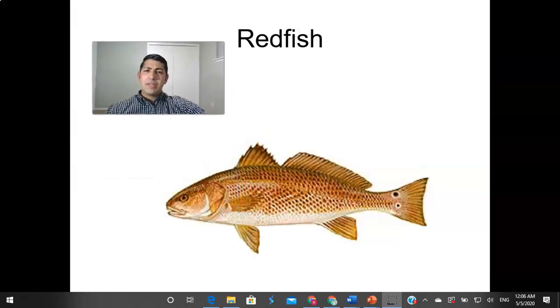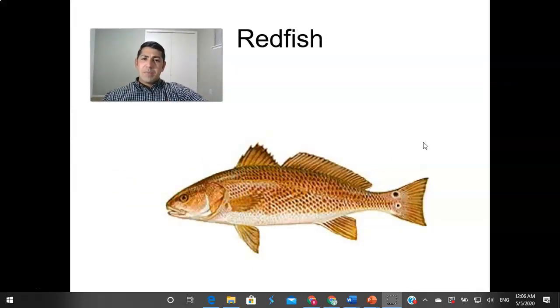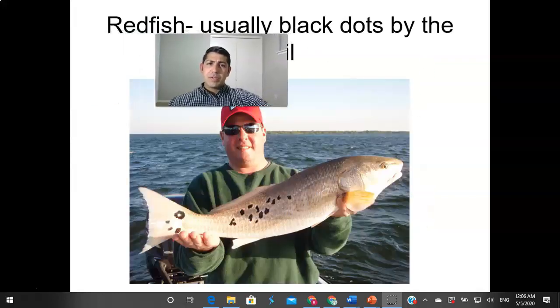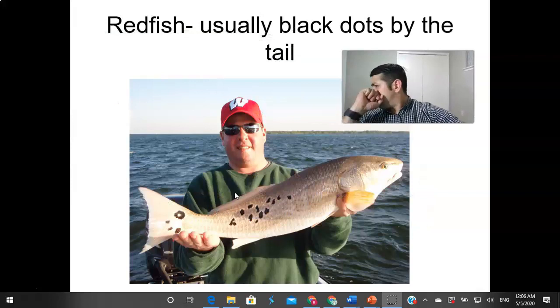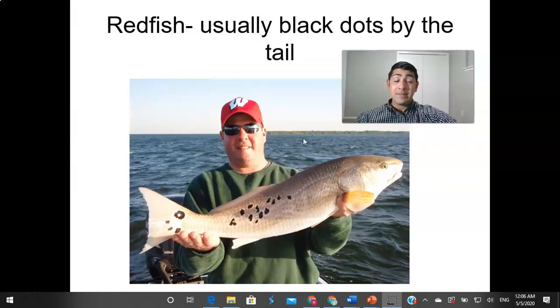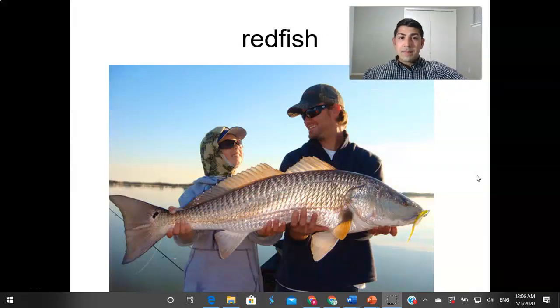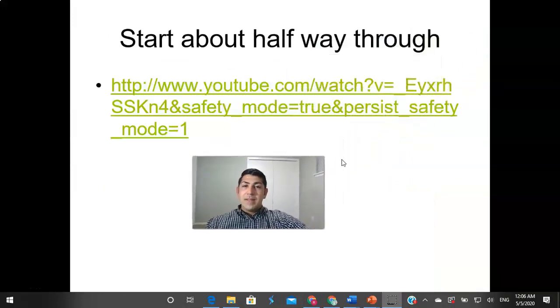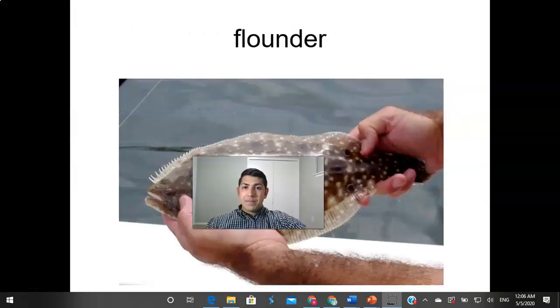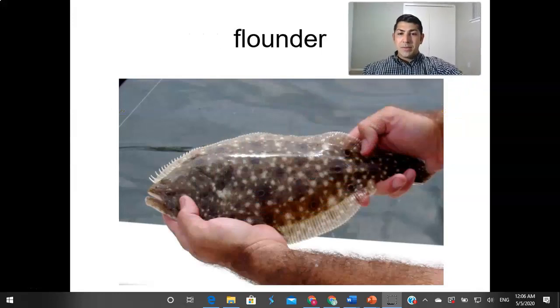Next, we're going to cover the redfish. The redfish is part of the drum family. It's also known as a red drum. And so redfish usually has black dots by the tail. And you can see this one has more speckled regions. Again, that black dot on the tail. And so again, we're not going to go through these videos, but if you'd like to see them on your own, you may. The next fish that we're going to cover is the flounder.